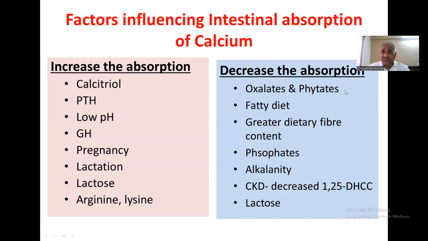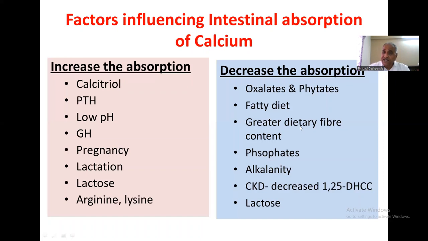A high fatty diet forms calcium soaps, so that calcium is not available for absorption. A diet containing high fiber would not allow calcium availability, because some of those fibers get attached and hold the calcium. Phosphates, a high phosphate content of the lumen, decrease the phosphate reabsorption. Alkalinity decreases the phosphate reabsorption.